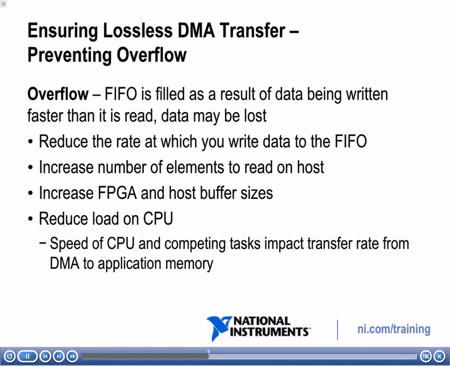Also, the other thing you can do is reduce the load on the CPU on your host. If your host VI is using a lot of CPU, or other things on your host computer are using a lot of CPU, that could slow down how fast the host VI is able to grab elements out of the FIFO. So by lowering the CPU usage, you could potentially increase the speed of how fast your host VI takes things out of the DMA FIFO.